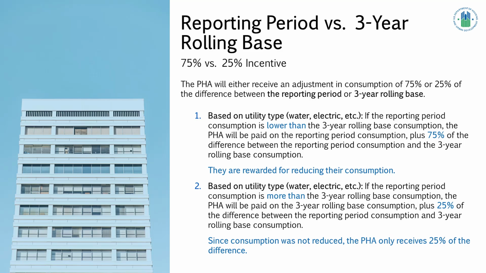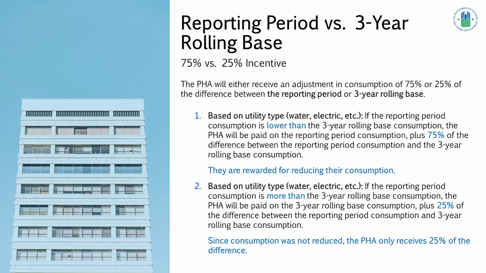Based on the utility type, there will be one of these calculations done for each type of utility the authority has. If the reporting period is lower than the 3-year rolling base consumption, the PHA will be paid on the reporting period consumption plus 75% of the difference between the reporting period consumption and the 3-year rolling base consumption. So in other words, what's happening here, the housing authority is getting rewarded for reducing their consumption. No matter what, HUD's going to fund the housing authority on the lower of the reporting period versus the prior 3-year rolling base average consumption.